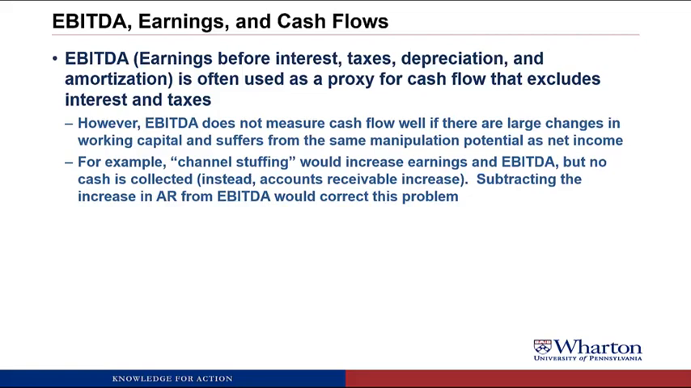So for example, let's think of a company that does channel stuffing. Channel stuffing is a situation where at the end of a quarter, the company is trying to meet an earnings target. So they ship a bunch of product to customers in order to book the revenue, which would then increase earnings and of course then increase EBITDA. But there's no cash that's collected. The customers haven't paid us yet. Instead, accounts receivable go up. So EBITDA would consider this channel stuffing as a cash flow, but it's not a cash flow. Now, if we took EBITDA and adjusted for this increase in accounts receivable, then we would have a good measure of cash flow. And I'm going to talk about this more in the next video.